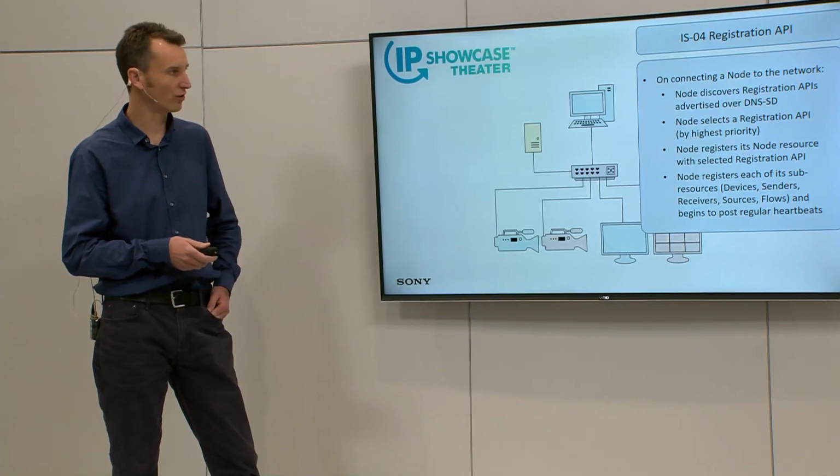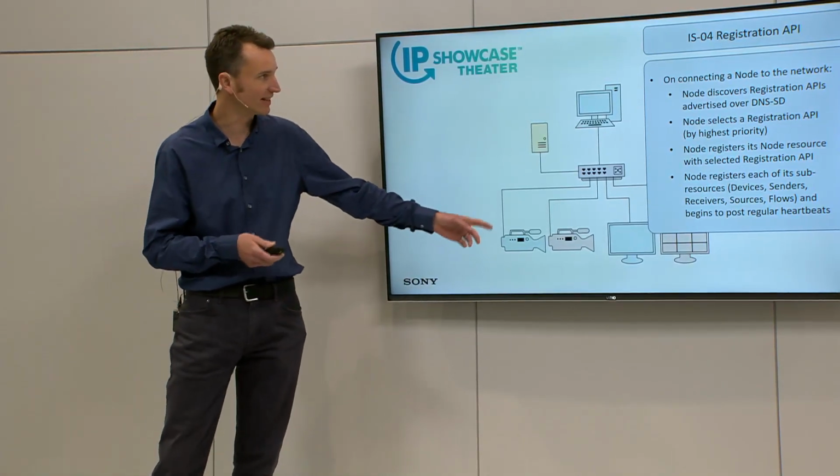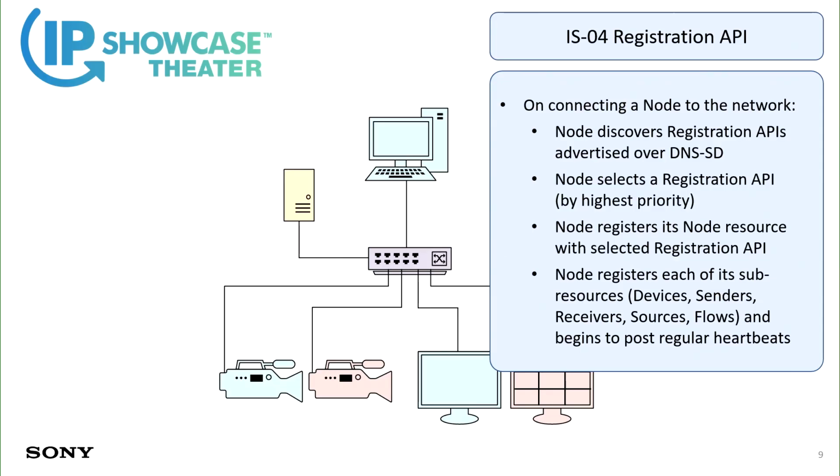So the IS-04 registration API. When we first connect one of these media nodes to the network, first of all, it needs to discover the registry or the RDS, the registration and discovery system. And it does that by looking for advertisements done using DNS service discovery. Those could be multicast DNS advertisements from the registry itself, or they could be unicast using a centralized name server.